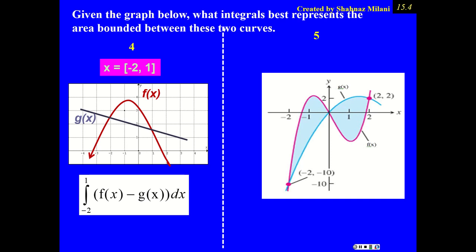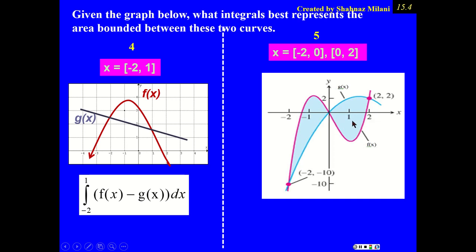Then my first area is going to be between -2 and 0. My second area, which is here, is between 0 and 2. That's the reason I'm going to write down both areas.